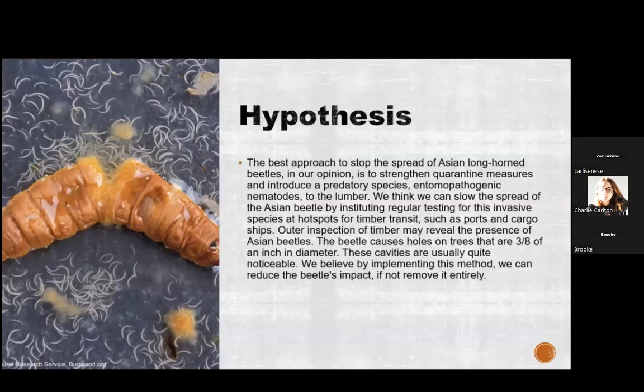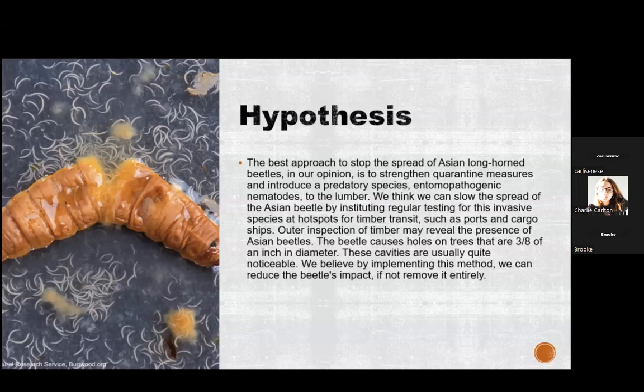So basically, our hypothesis is the best approach to stop the spread of Asian longhorn beetles, in our opinion, is to strengthen quarantine measures and introduce a predatory species, the entomopathogenic nematode, to the lumber. We think we can slow down the spread of the Asian beetle by instituting regular testing for this invasive species at hotspots for timber transit, such as ports and cargo ships.